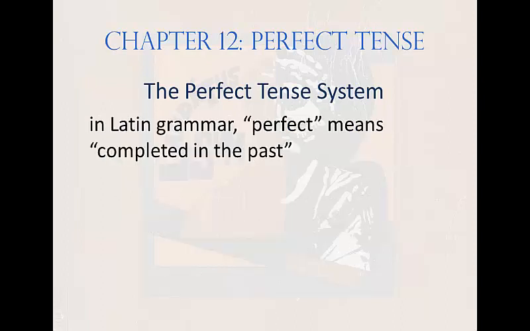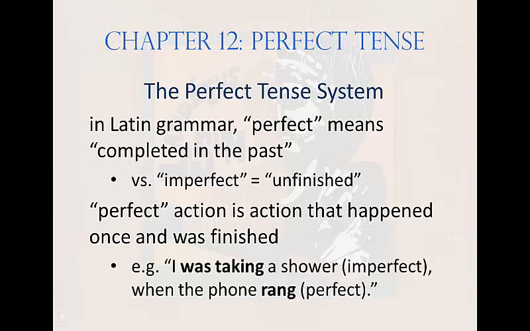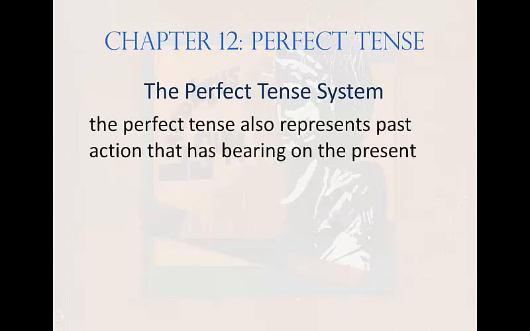In Latin grammar, perfect means literally completed in the past. This is the counterpart, in many ways the opposite, of the imperfect, the tense we've already studied, which shows unfinished or incomplete action in the past. Perfect action is action that happened once and was finished, such as, I was taking a shower, that's imperfect, when the phone rang. It rang once, I got out of the shower, I picked up the phone, it stopped ringing, so the action was completed in the past. That's perfect.